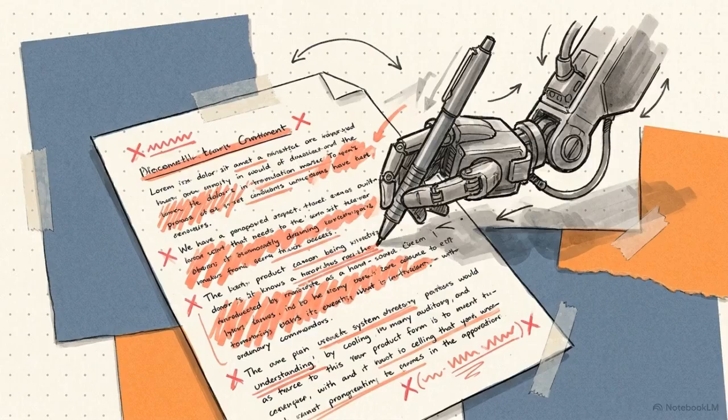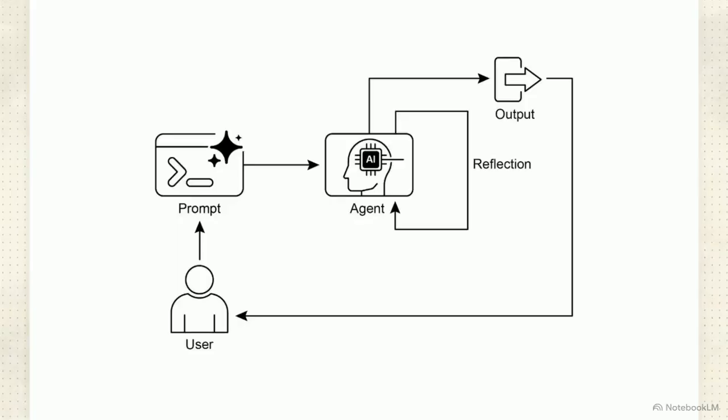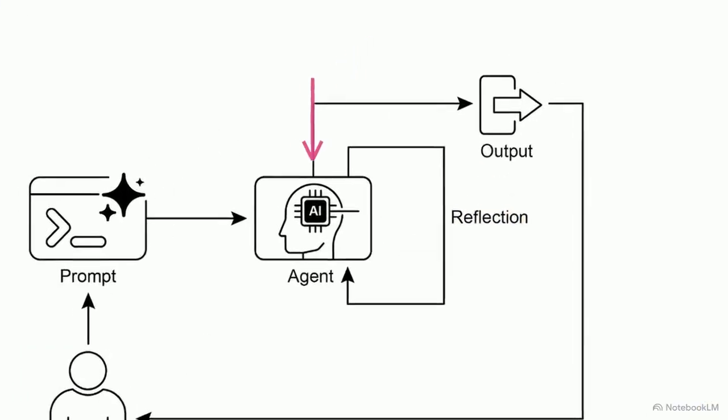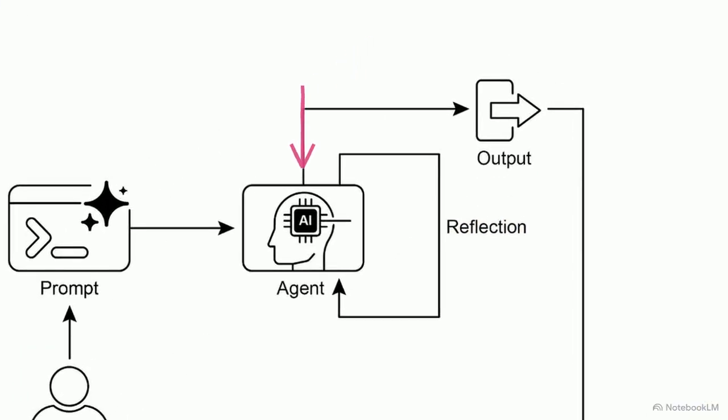Large language models often produce a suboptimal first draft that lacks nuance or factual rigor. This flowchart illustrates the reflection pattern. We build a feedback loop directly into the architecture, allowing the agent to evaluate its own work against a set of standards before providing a final response.